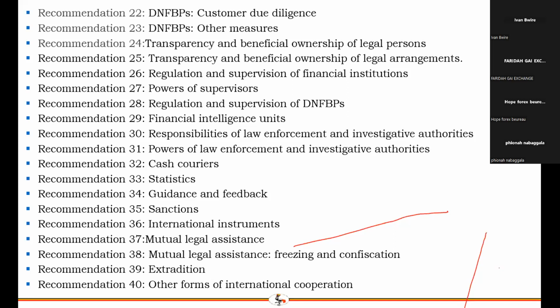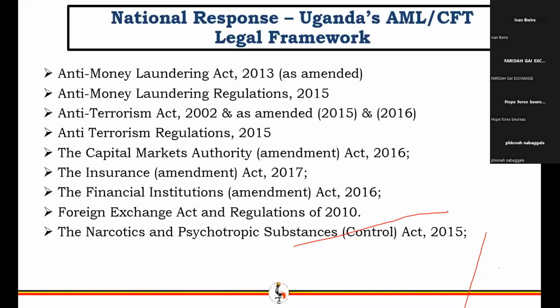The recommendations also provide for extradition measures in the event that a criminal has been tried or prosecuted in Kenya and is a Ugandan. How do we extradite that person back to be tried in Uganda? And the same if a Kenyan is here, there is provision that that person can be extradited back to Kenya to be tried in Kenya, and also international cooperation. So that's what we mean by the recommendations.